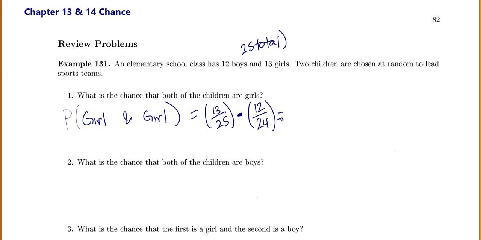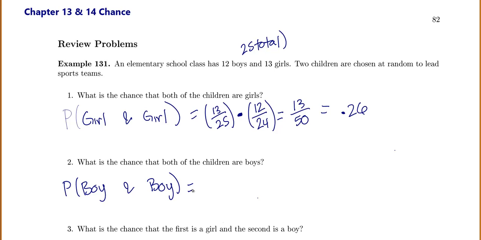So I put this in my calculator. My calculator tells me that this is 13 out of 50, or if I change it to a decimal, 0.26. Number 2, what is the chance that both of the children are boys? So we look for the probability that we get a boy and then a boy. Again, because that's an and, we know that we're going to multiply our probabilities. For my first boy, there are 12 boys out of 25. But for my second boy, there are only 11 boys left and only 24 total children. So this gives me 0.22.